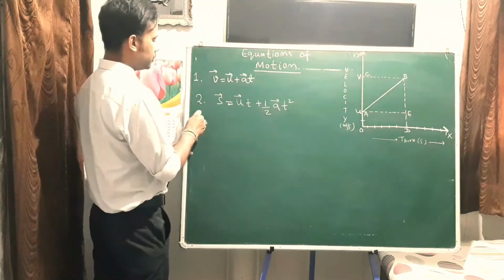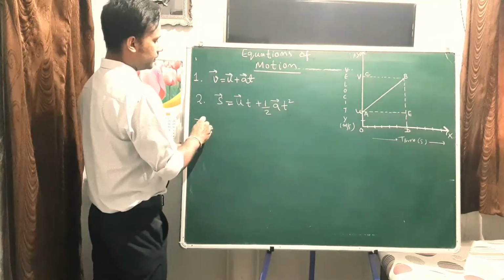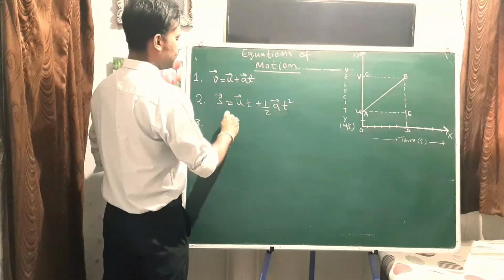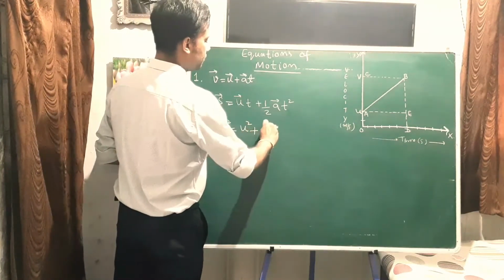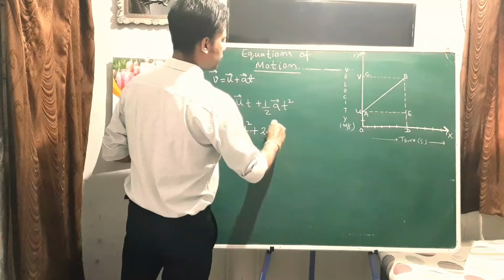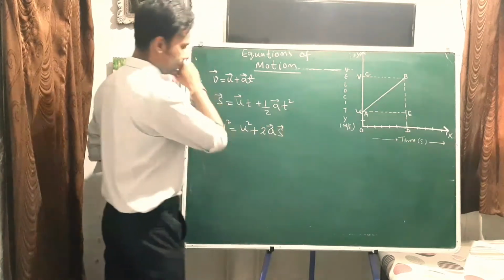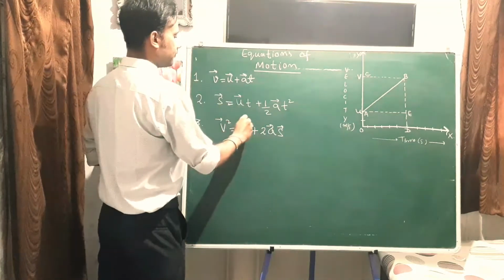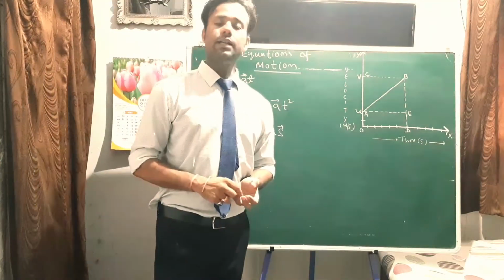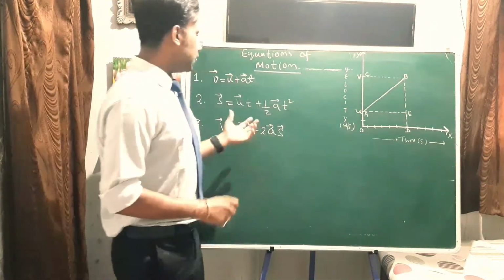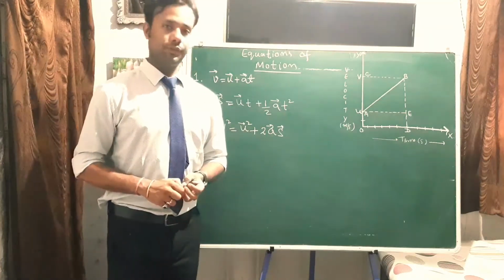And the third equation is v square equals u square plus 2as. This equation relates the velocity, displacement and acceleration. So these are the three equations of motion, right?